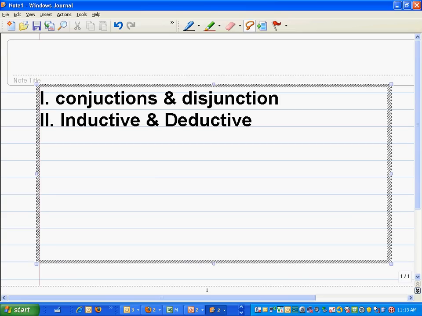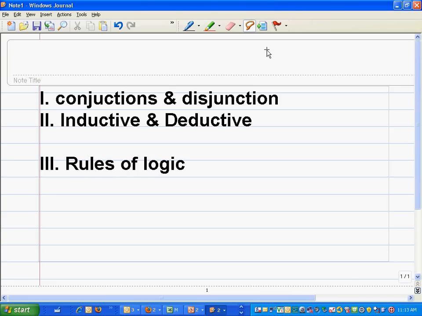Last one we're going to talk about is rules of logic, or logic rules. Okay, I'm going to come back to that list and check off some as we go. We've got three cycles of learning. I will give you a break in between. There will be things you'll need to do to demonstrate your understanding.